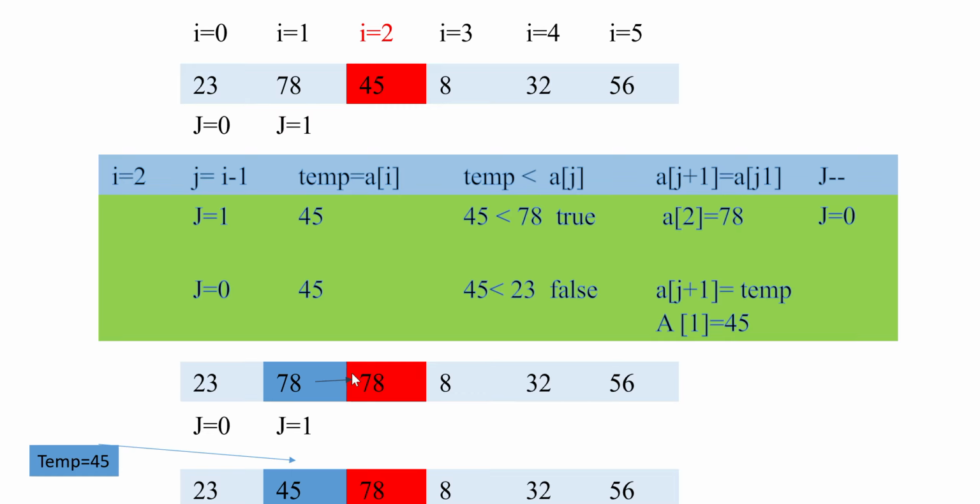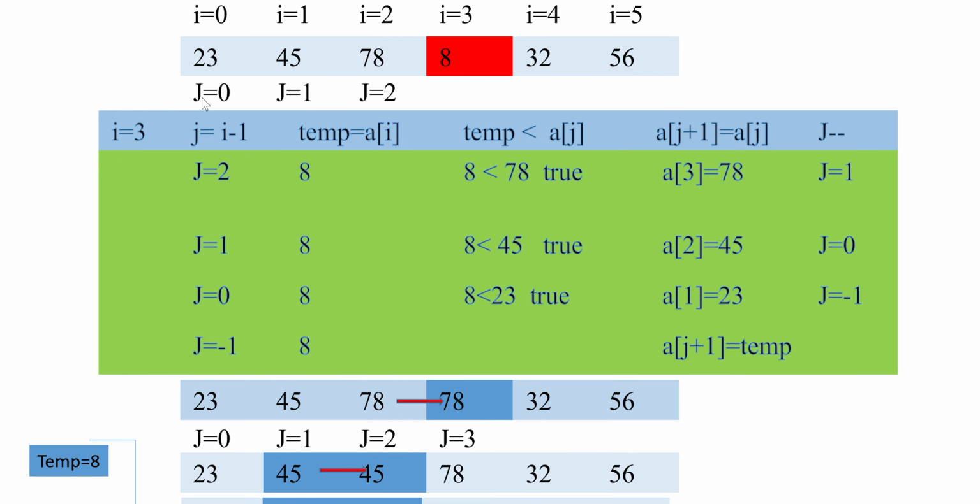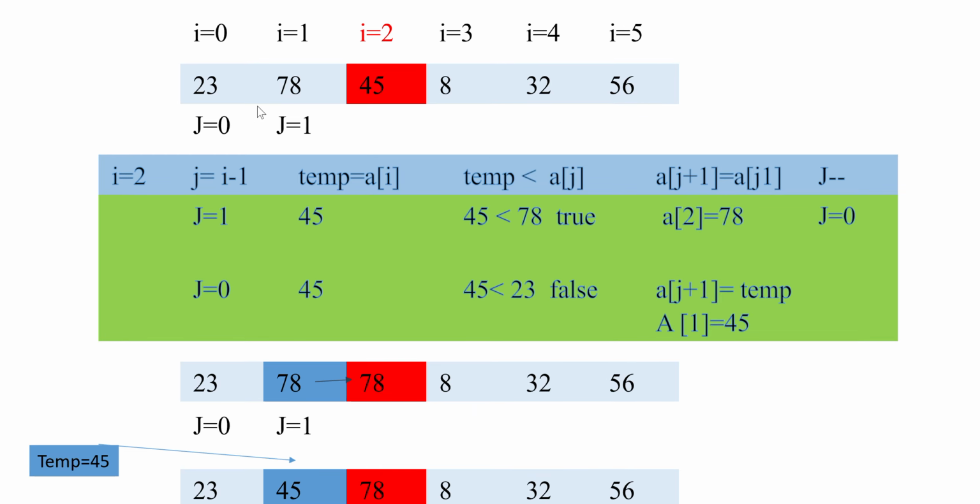You see down in this array. Again, now the condition is true. Decrement j. Now go and compare with the next previous value. Now here, 45 is no longer less than 23.